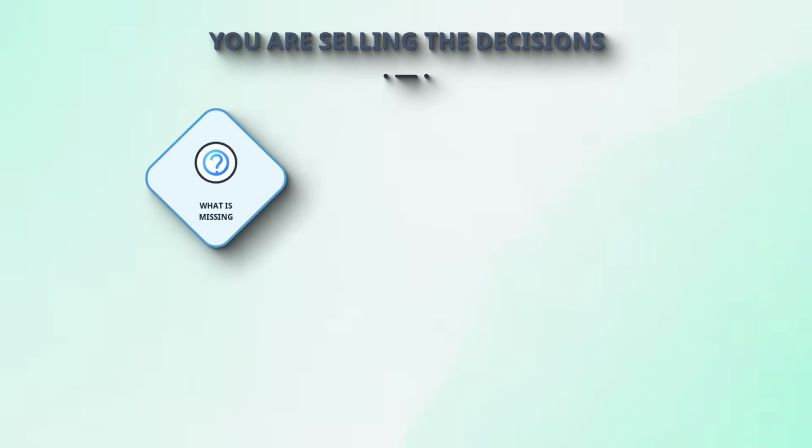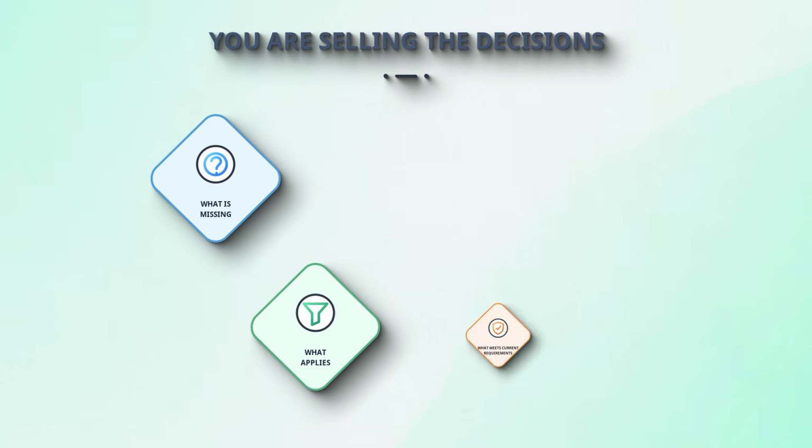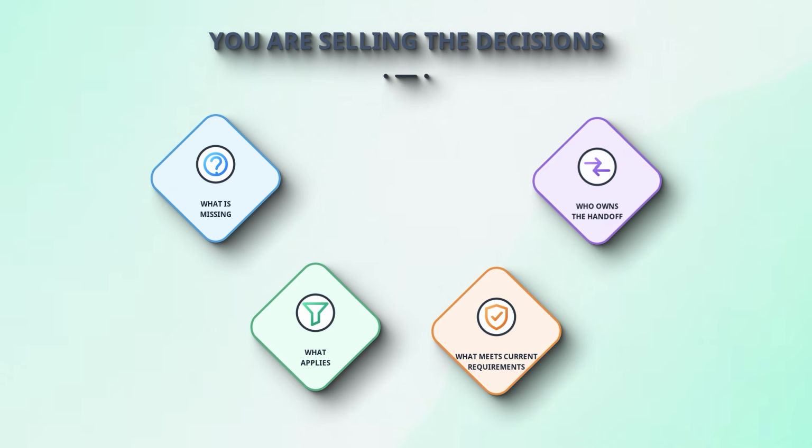The loudest objection is simple. The business owner can take pictures. Why would they pay you? You are not selling possession of a camera. You are selling the decisions about what is missing, what applies, what meets current requirements, and who owns the handoff.